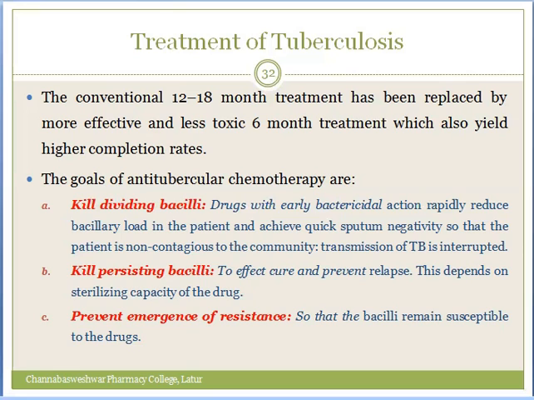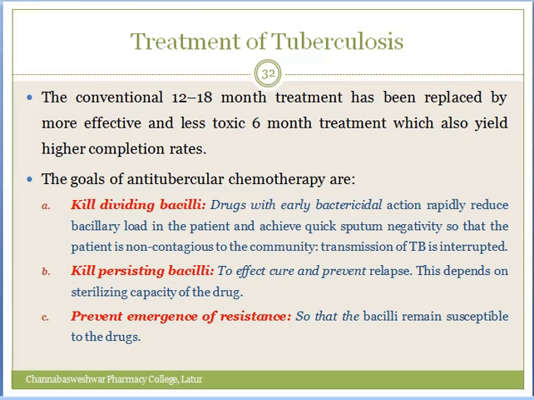The goals of antitubercular chemotherapy are, so there are mainly 3 goals. First is to kill dividing bacilli, second to kill persisting bacilli, and third to prevent emergence of resistance. We'll discuss one by one. First of all, kill dividing bacilli. In that, the drugs have early bactericidal action and rapidly reduce the bacillary load in the patient and achieve quick sputum negativity, so that the patient is non-contagious to the community. That means transmission of TB from one person to another is interrupted. So that is the first goal, kill dividing bacilli.